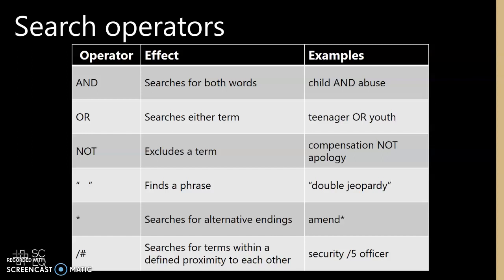The last one on the list there is a particularly handy one, and is one that's supported by most subscription databases. It's called a proximity operator, and what it is, it's a dash and then you nominate a number. And what it does is when you put it in between two words, it tells the database to search for those two words on either side within a defined proximity to one another. So in the example on the board there, security-5 of officer means that the database will pull back documents that have security within 5 words of officer.